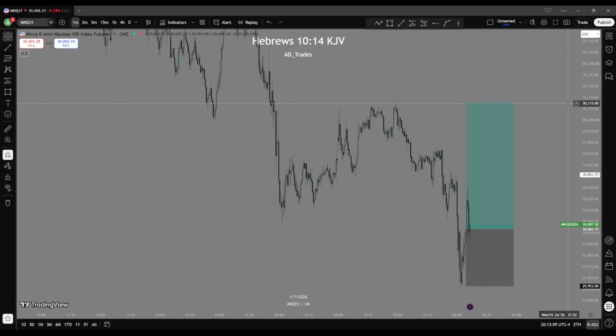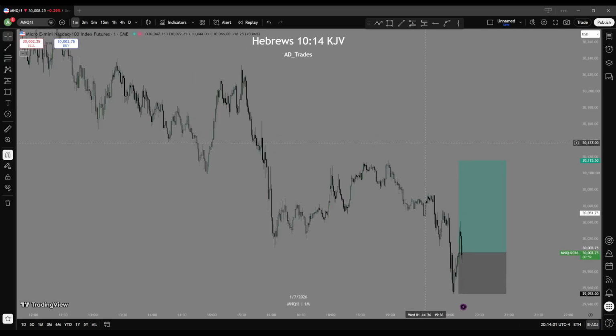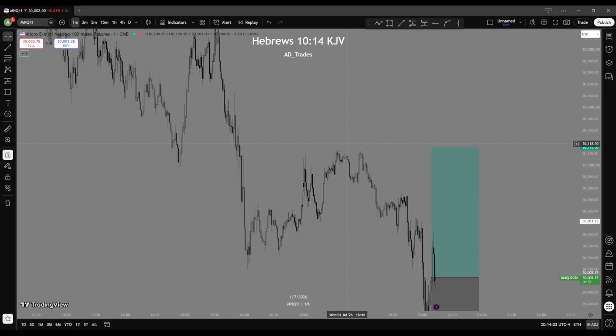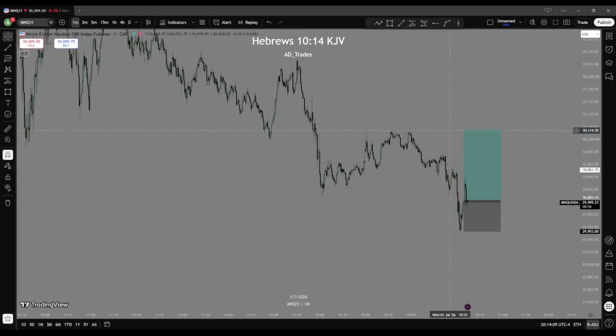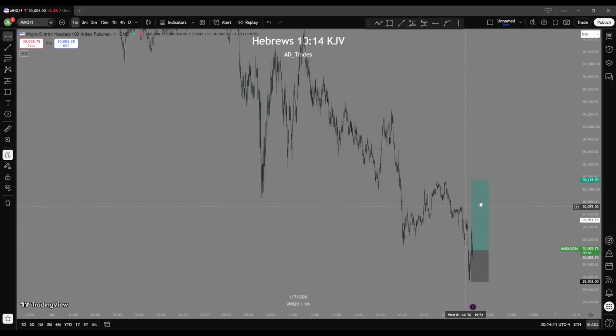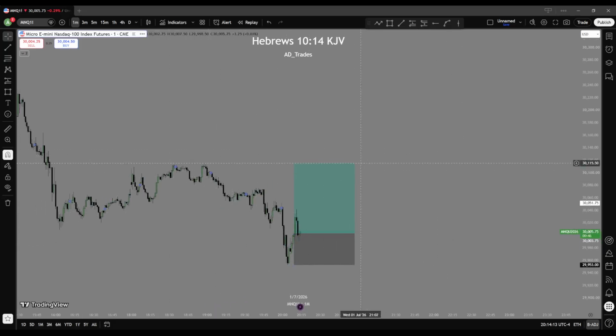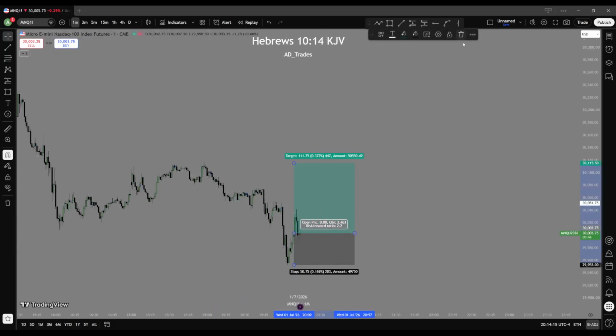You could get more, but we also don't want to risk it, right? We want to secure profits when we can, because at the end of the day, we're all about making money. We're not trying to catch the whole range. We're not trying to be Einstein and pick the perfect spot. We're just trying to make our money and go home, right? Make sense? So that is what that's called.